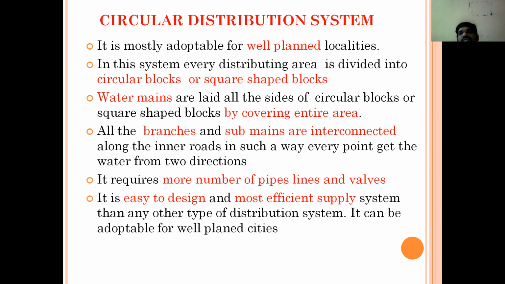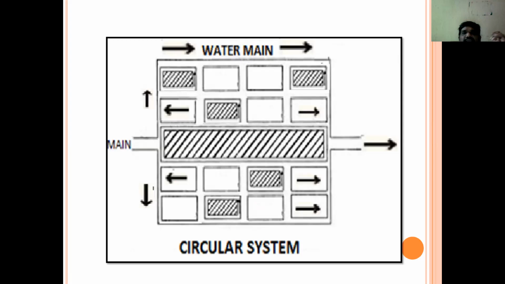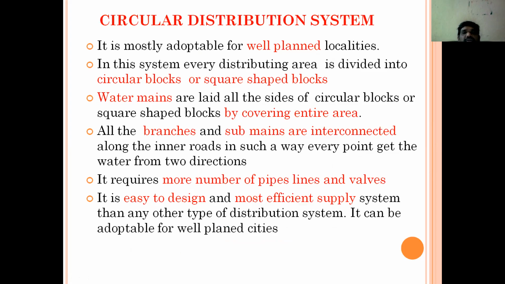See, in this system, every distribution area is divided into circular blocks or square-shaped blocks. Water mains are laid on all the sides of the circular or square-shaped blocks, covering the entire area. See here, this is the water main. You see here, water is moving towards all the directions, circular. The area is well developed and divided into different circular or square-shaped zones, and water will be supplied in all directions. Water mains are laid on all the sides of the blocks, covering the entire area.